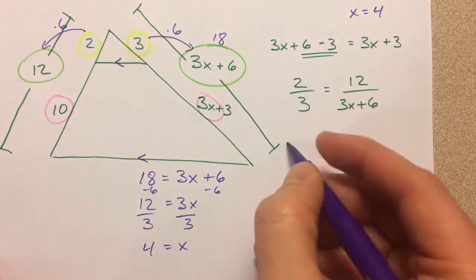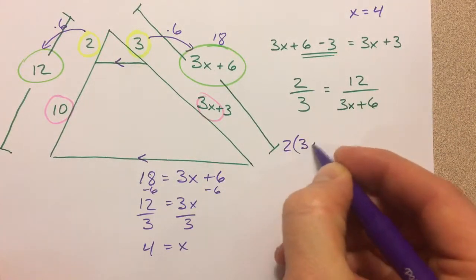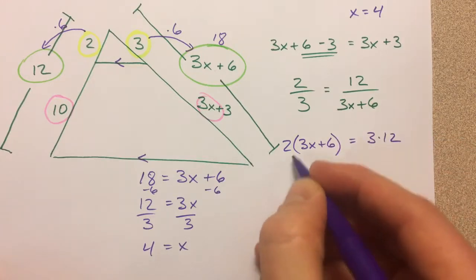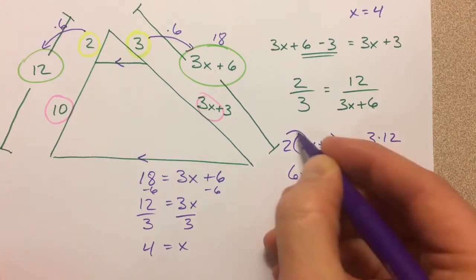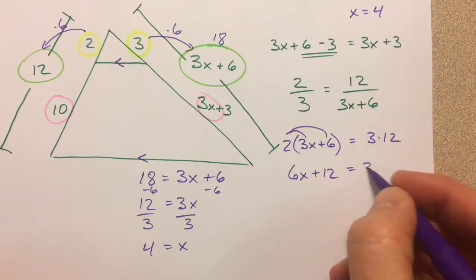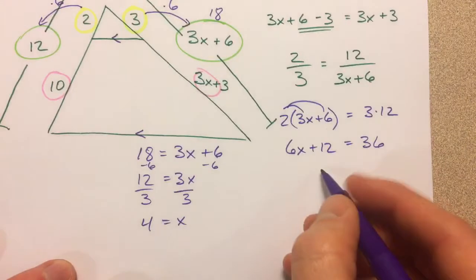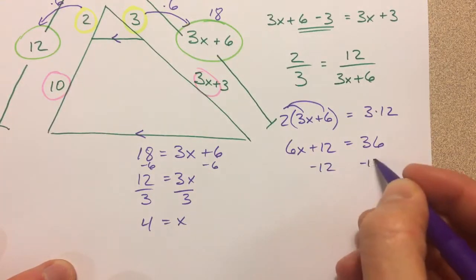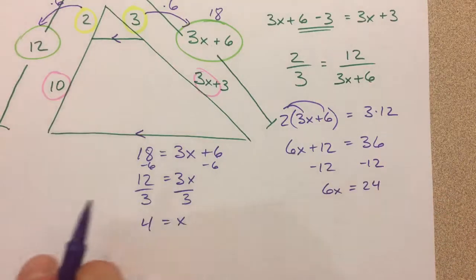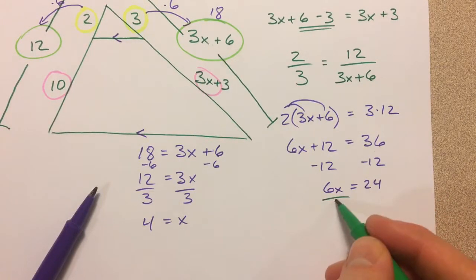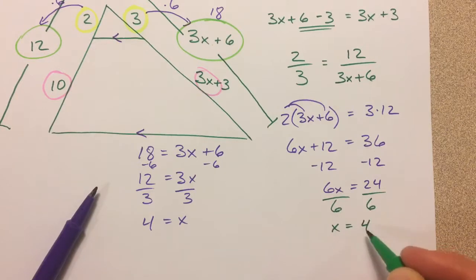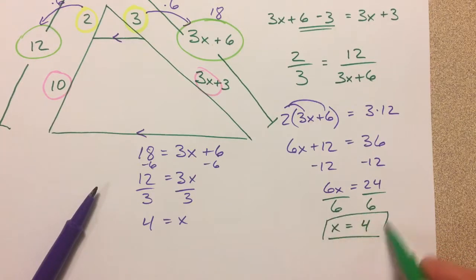Over here, you can cross multiply. 2 times 3x plus 6 equals 3 times 12. So that's 6x plus 12 equals 36. And I can subtract the 12, and I get 6x equals 24. And then we're in the same spot as the scale factor. Divide by 6, and you get 4.